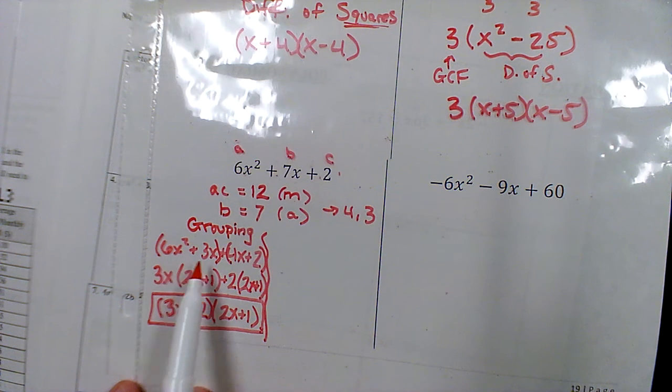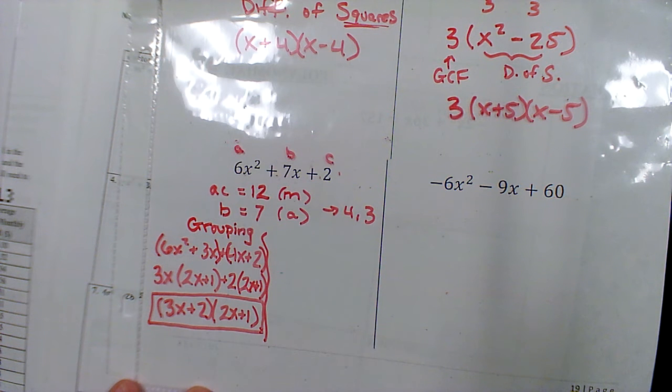So, once Tori had her 4 terms, she grouped, and that's why it's called grouping. She grouped the first 2 terms together and the second 2. Now, you might be curious, does it matter if we write the 3x first and then the 4x second, or can we switch those? Okay, the order doesn't matter. This could have been a 4x and this could have been a 3x, and it still would have worked out fine. So the order doesn't matter when you put those in.